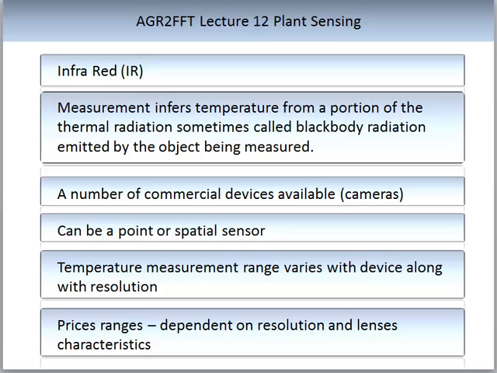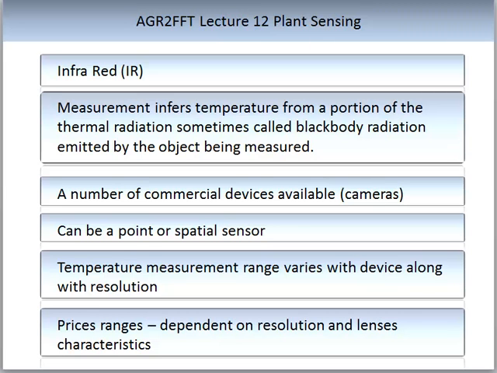Infrared sensors are another way of measuring the temperature of either a canopy and/or an animal. The measurement infers the temperature from a proportion of the thermal radiation, sometimes called blackbody radiation, that is emitted by the object being measured. There are a number of commercial devices available, and they tend to be referred to as IR cameras. The measurement of IR can be either as a point sensor or as a spatial sensor, depending on how the IR measurement is taken.